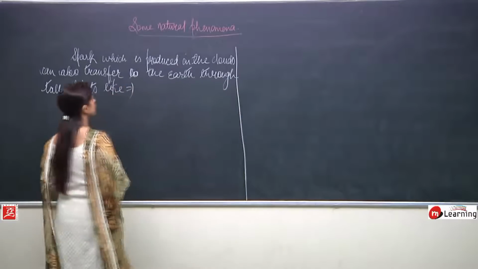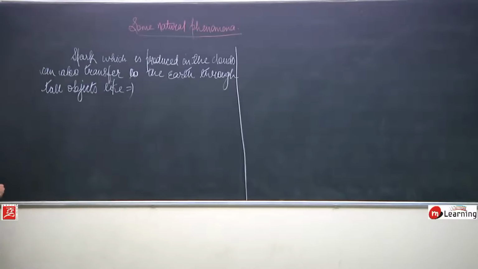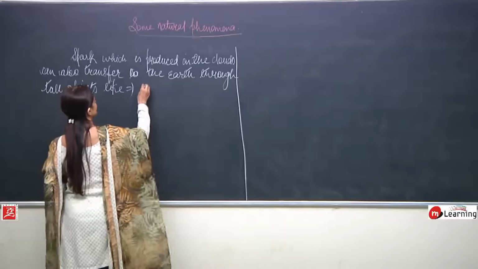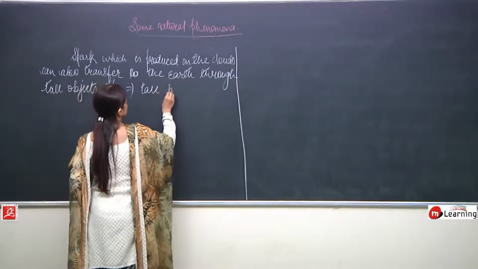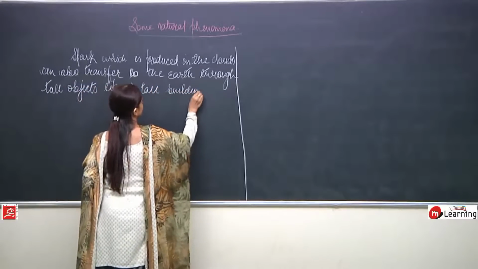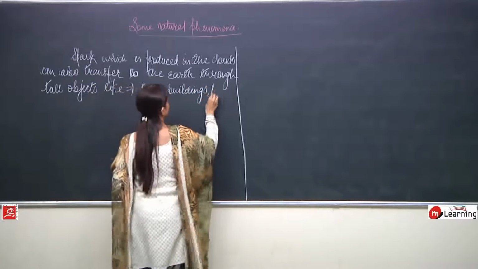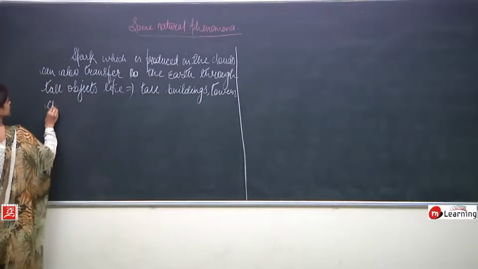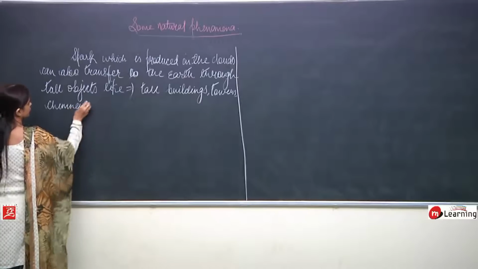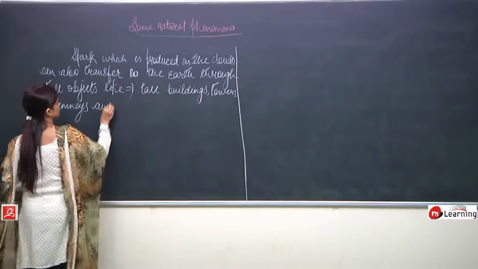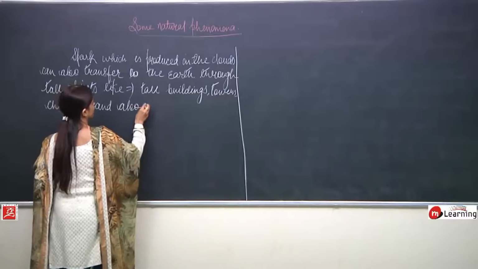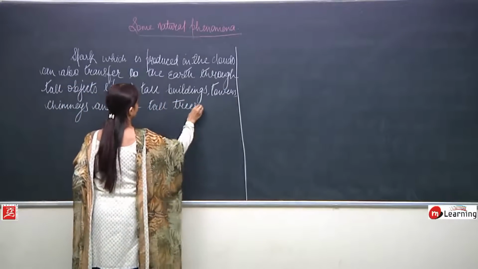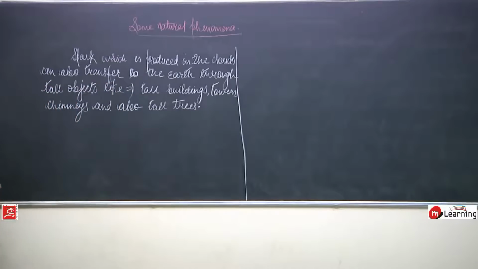Okay. So, spark which is produced in the clouds can also transfer to the earth through tall objects like tall buildings, towers, chimneys, and also tall trees. So, how can it transfer, children?